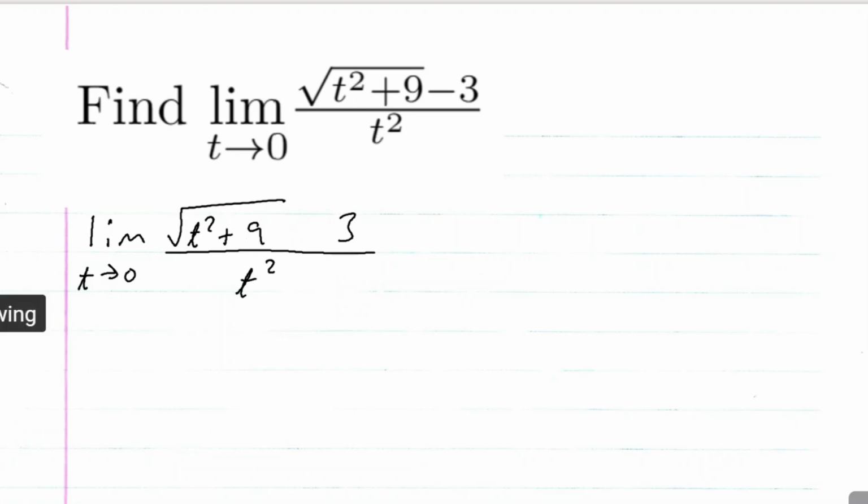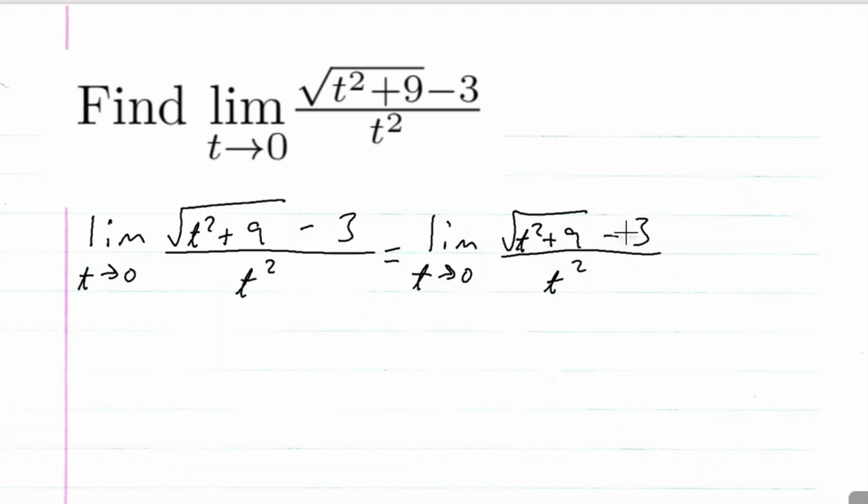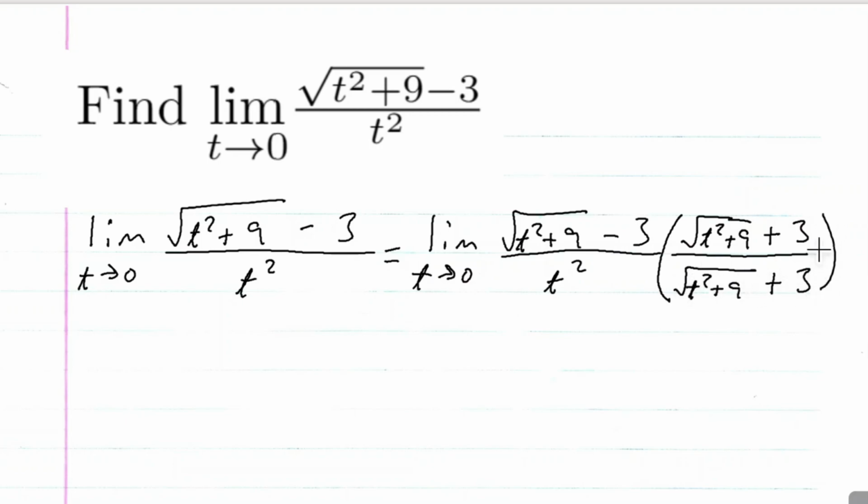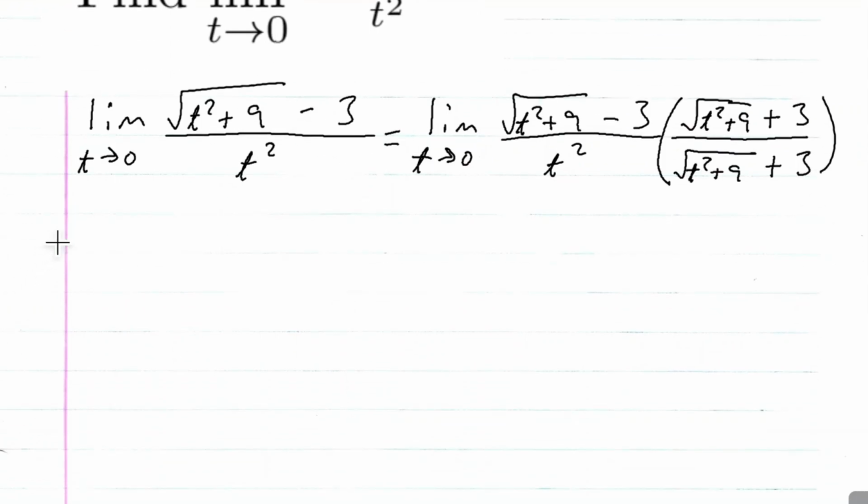The first thing I'm going to do is try to get rid of this square root by multiplying by the conjugate. What I mean by this is you're going to multiply by a special 1 in order to get rid of this radical. So I will show you what I mean here. This is equal to the limit as t approaches 0 of the square root of t squared plus 9 minus 3 all over t squared, and we're going to multiply this by the square root of t squared plus 9 plus 3 over the square root of t squared plus 9 plus 3. Okay? And I will show you exactly what happens with this type of argument.